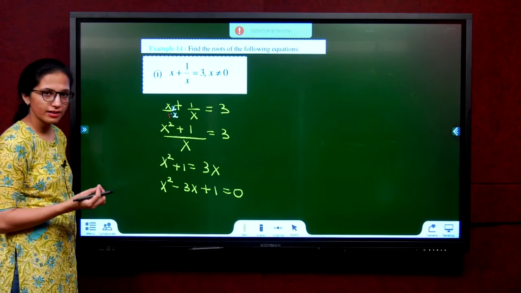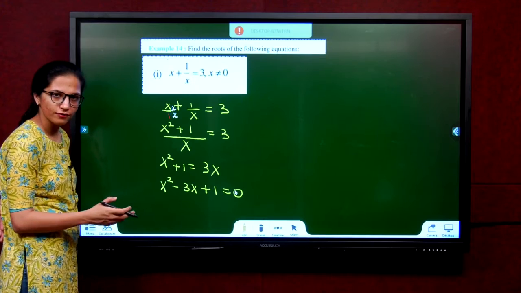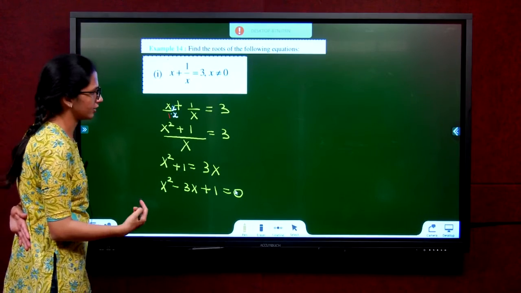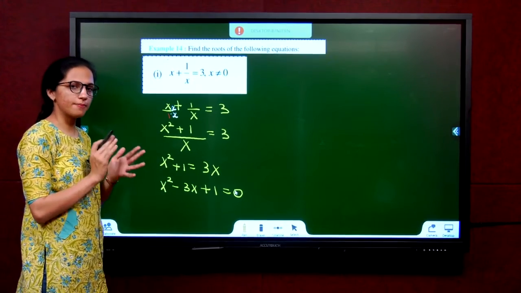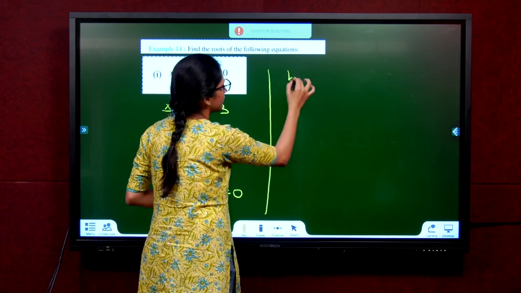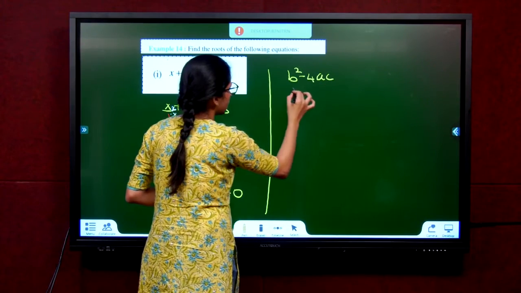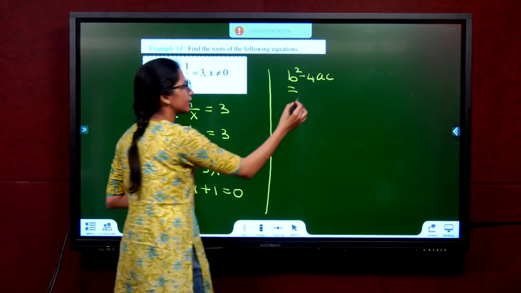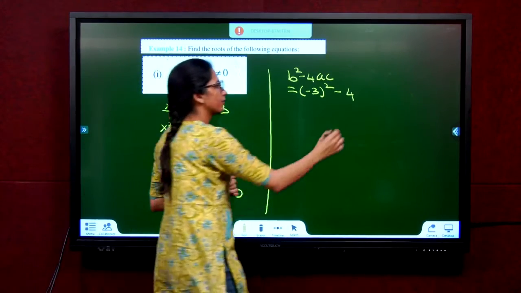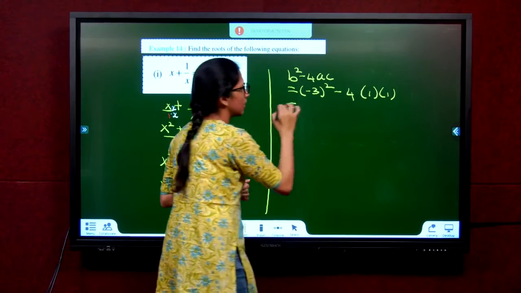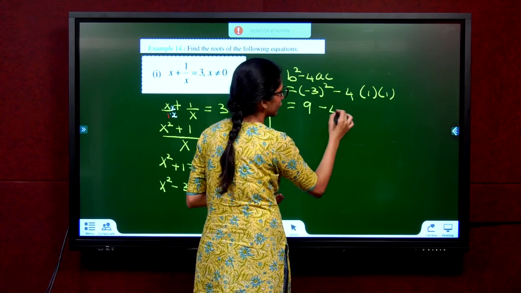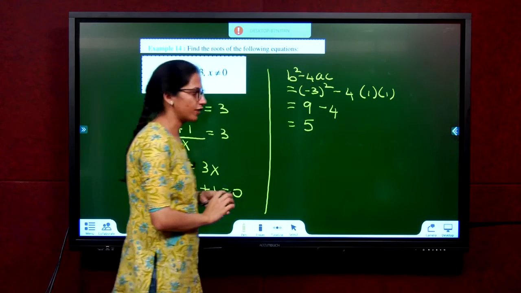If you can do it with factorization, well and good, you can go ahead with factorization. If you cannot, go ahead with quadratic formula. We will do quadratic formula here. Before we apply the formula, we will first have a habit of finding b square minus 4ac. It is good practice. b square minus 4ac: minus 3 the whole square, minus 4 into a is 1 and c is also 1. Minus 3 the whole square, 9. Minus 4, that is nothing but 5.